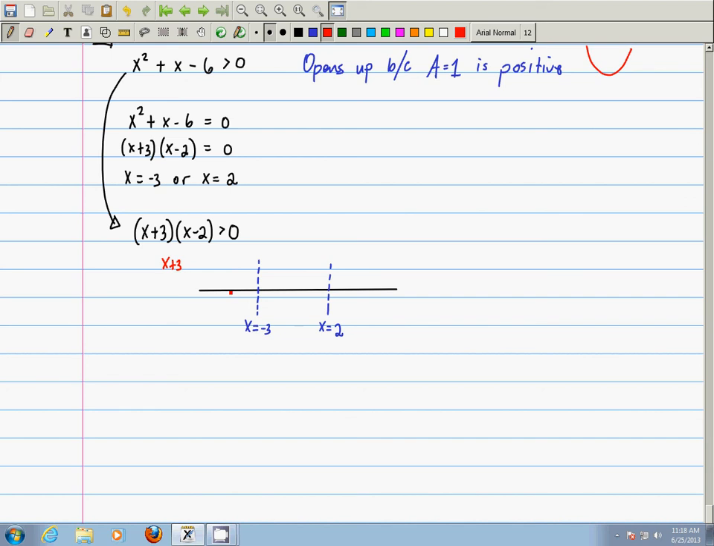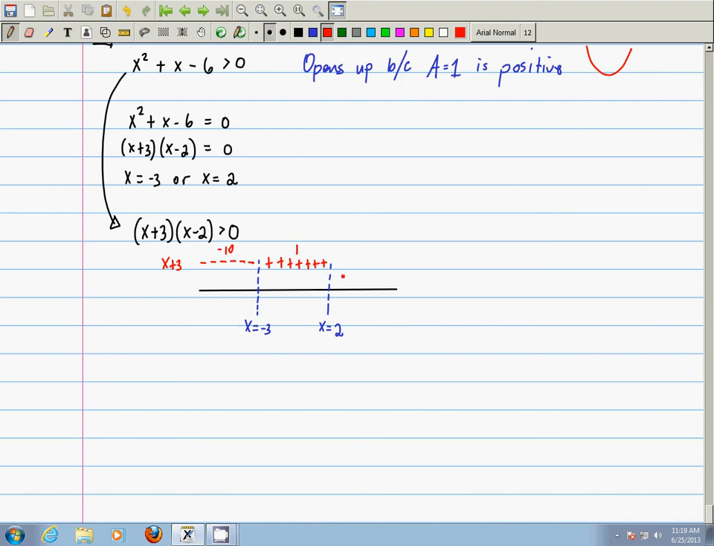what is something that's in this region to the left of negative 3? Negative 10, right? Negative 10 is to the left. So then x plus 3, if you plug in negative 10, will that be positive or negative? Negative, right? Okay, what if you plug in something to the right of negative 3, and between 2? What's a number that's in here? 1. So what if you plug in 1? Then what's the sign of 1 plus 3? Positive, right? So it'll be positive in here.